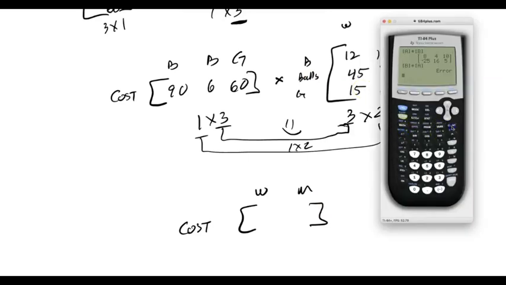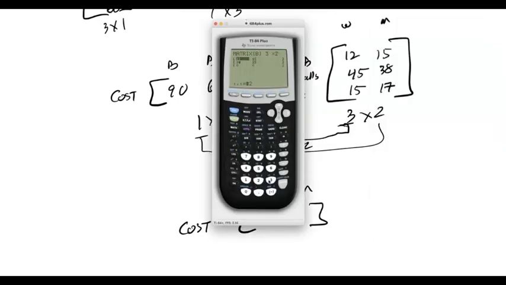Second matrix, clear out of that. Second matrix. Again, easier just to write over it. I want a 1 by 3. And it is 90, 6, and 60. So then go back to matrices, go to edit, go to B, and we want that to be a 3 by 2. 12, 15 is fine. It should be 45, 38, 15, 17. Okay, and enter, make sure I hit that one.